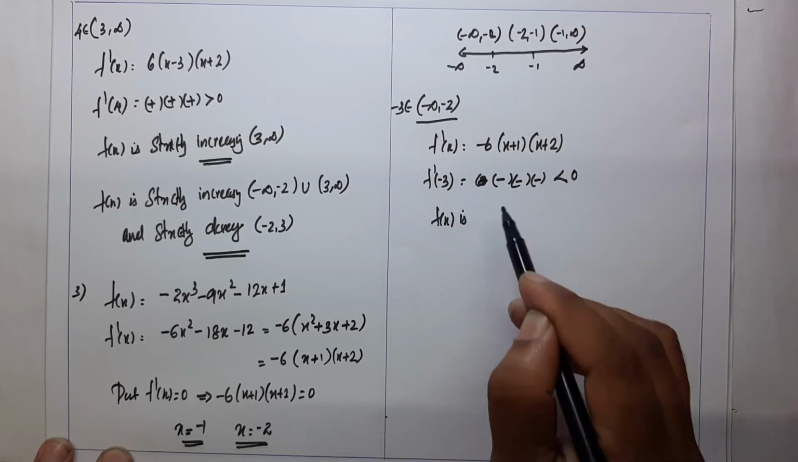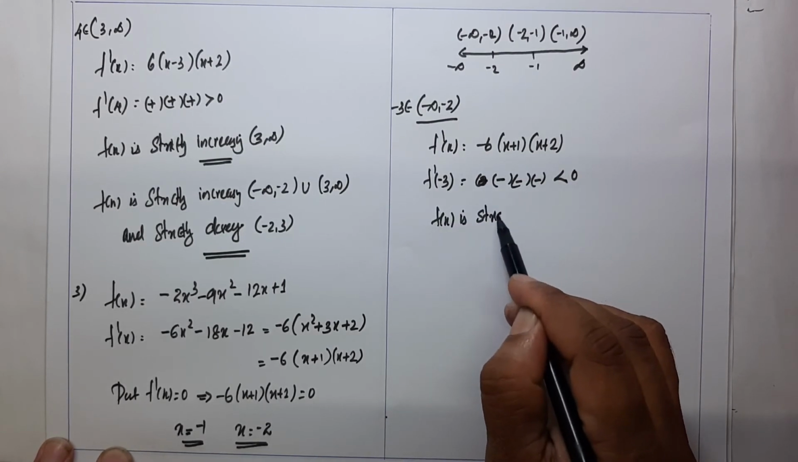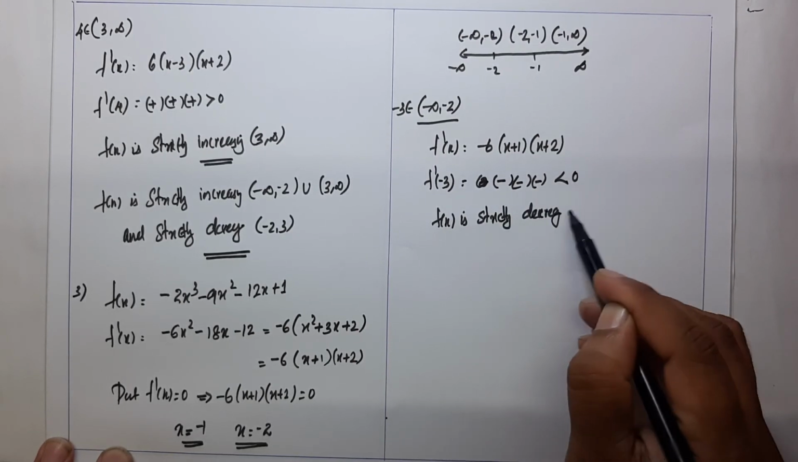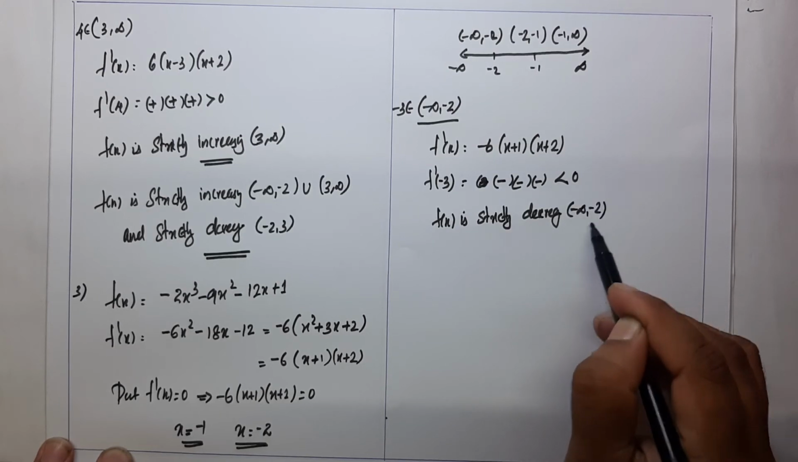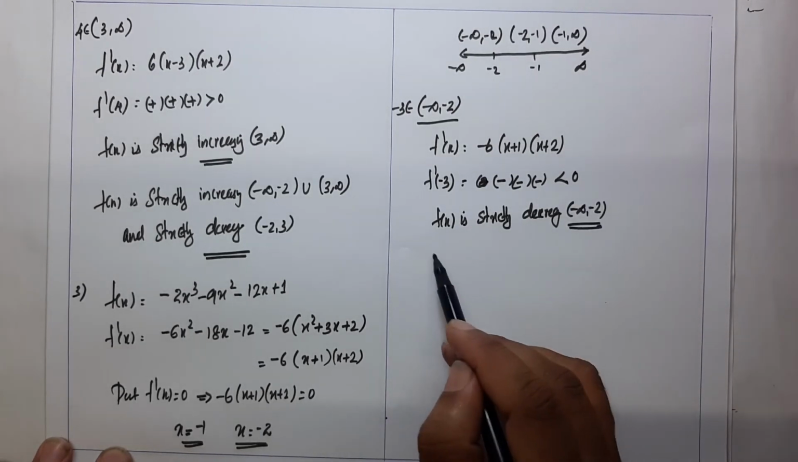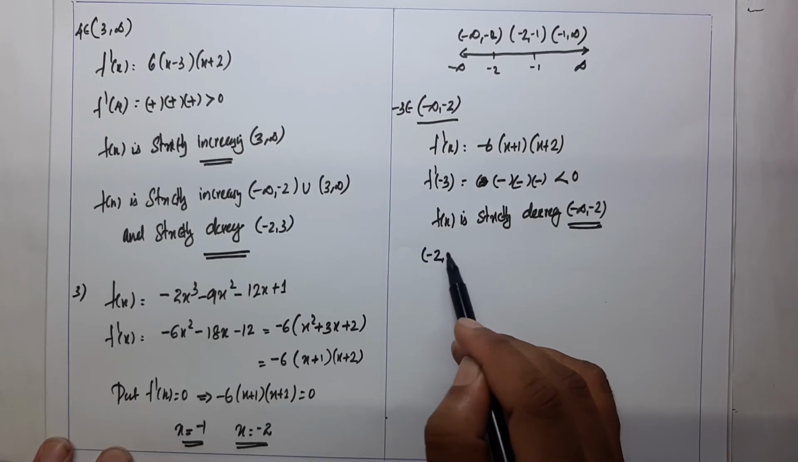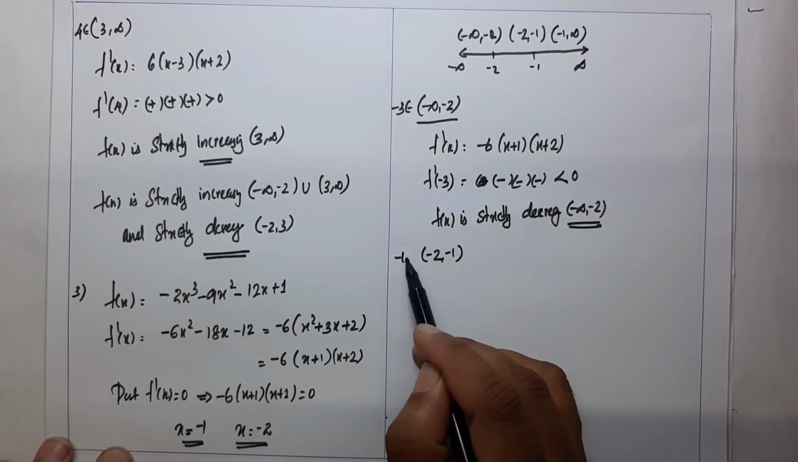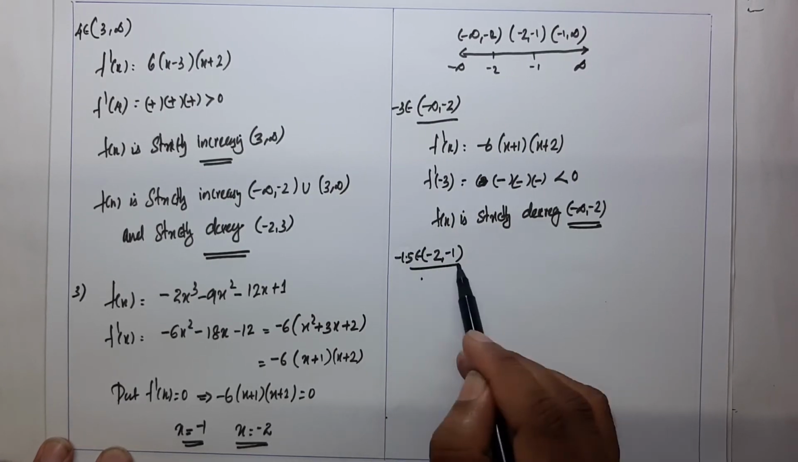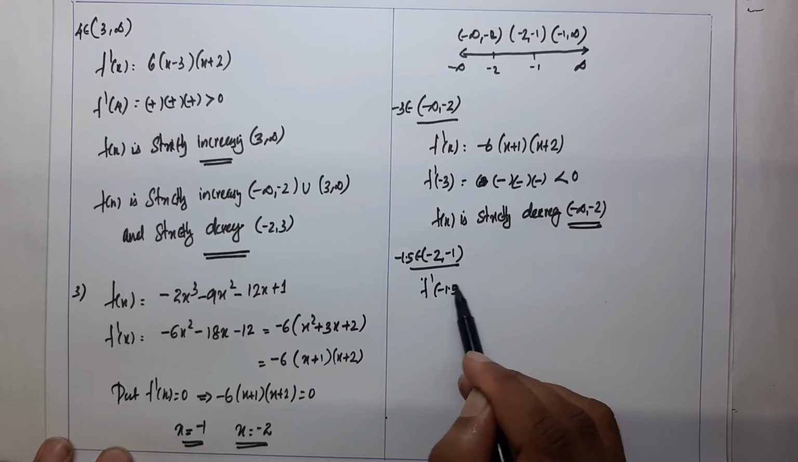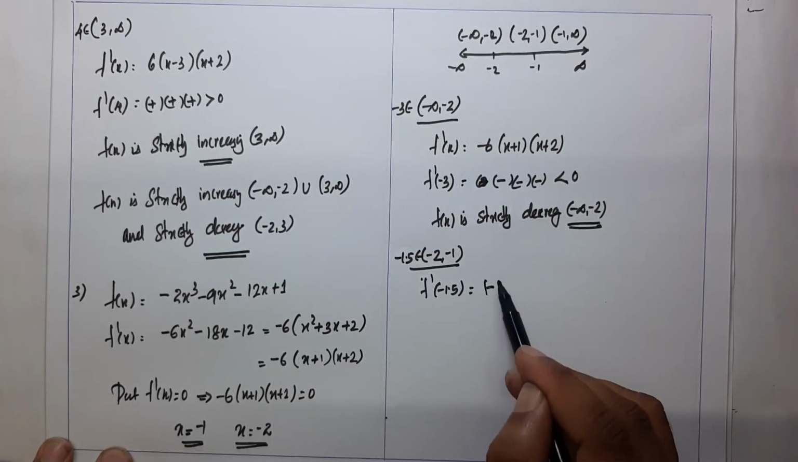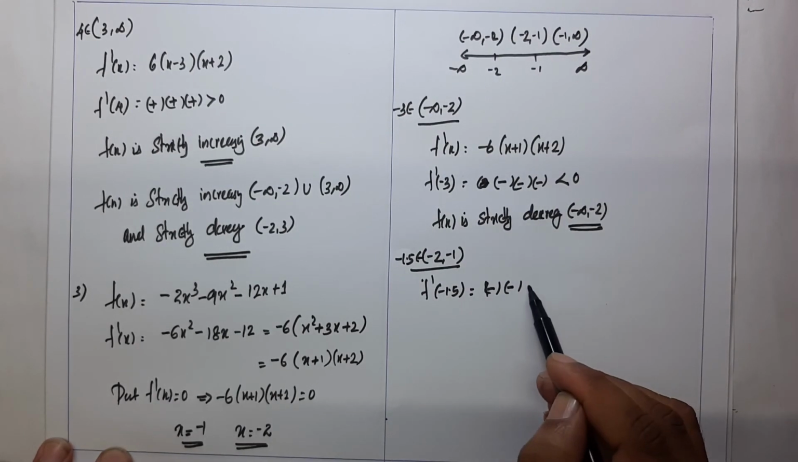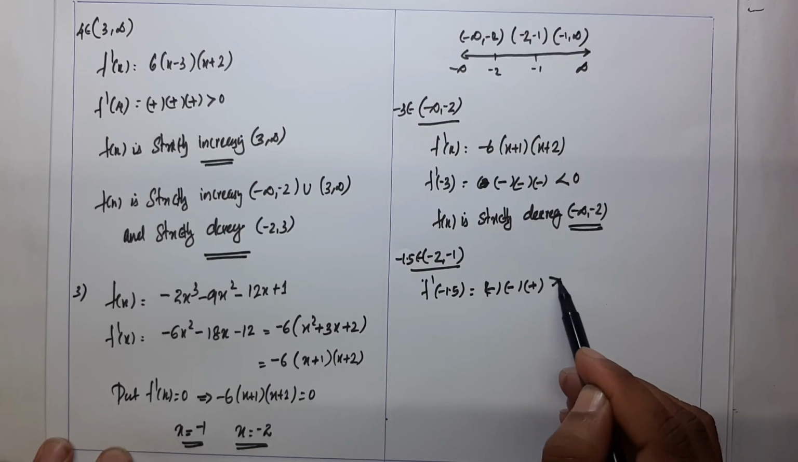And therefore f of x is strictly decreasing in the interval minus infinity to minus 2. Our second interval is minus 2 to minus 1. Here you take any point, that is minus 1.5. Therefore f dash minus 1.5 is equal to minus 6, which is always negative. Minus 1.5 plus 1 is negative, minus 1.5 plus 2 is positive.